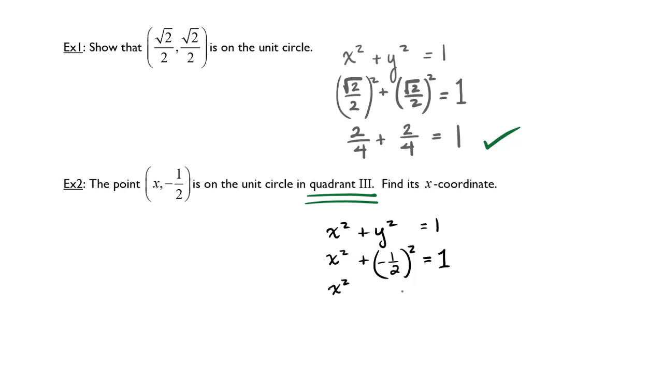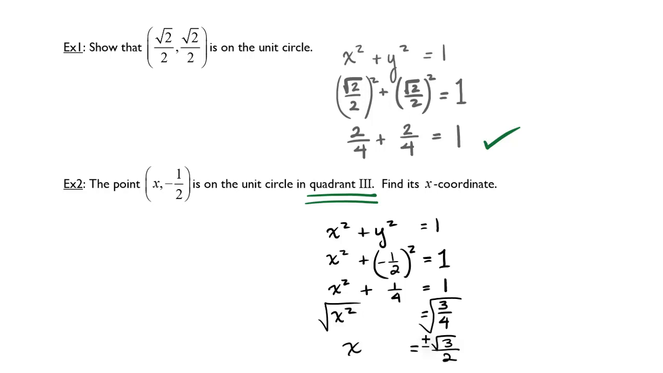So if I know that x squared plus 1/4 is equal to 1, then x squared is equal to 3/4. That's just subtracting the 1/4 from both sides. And so now I can take the square root of both sides, and that gives me x is equal to plus or minus the square root of 3 over 2.